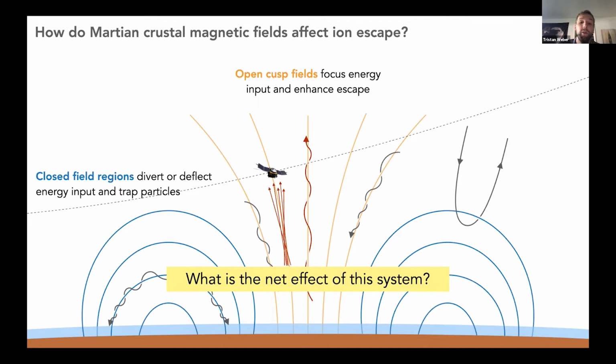And so one thing we can do is just take actual local measurements of particle energization and escape and compare that between crustal field regions and non-crustal field regions to get an idea of what sort of effects the crustal fields are having as a whole on ion escape.